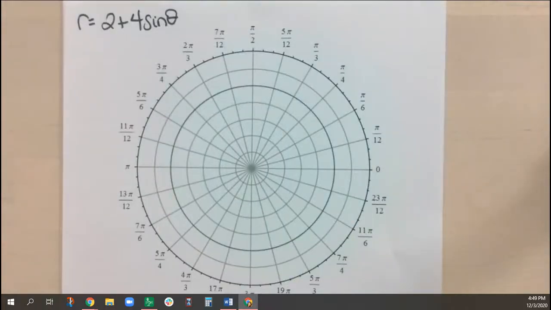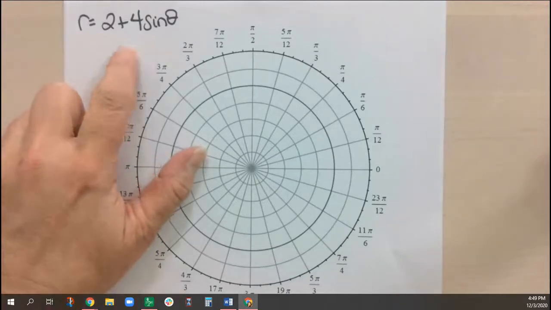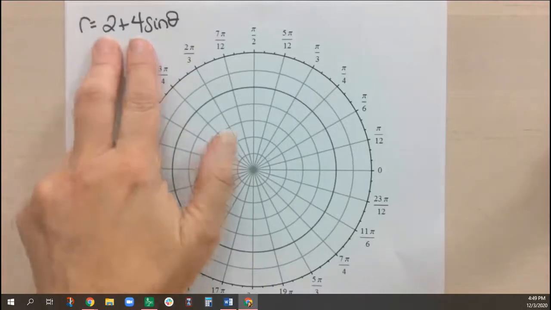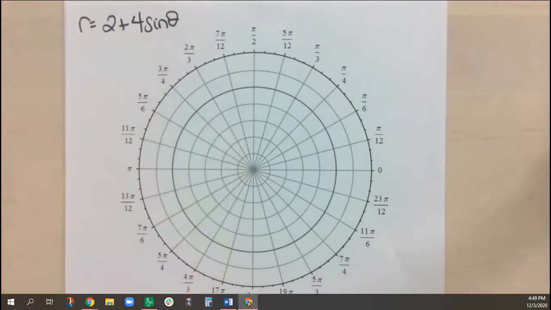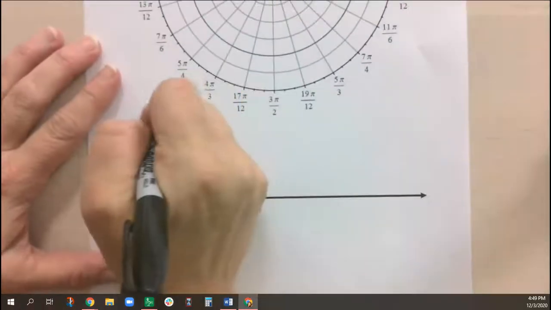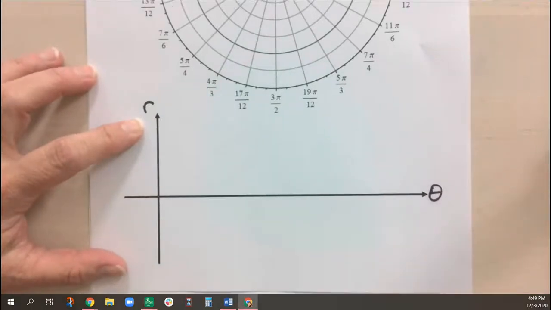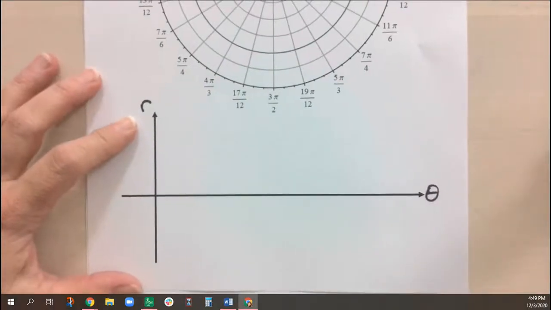Okay, for our next example, we're going to graph r equals 2 plus 4 sine theta. So in that first example that I did, remember that the constant and the coefficient were both 3. They were the same. In this example, our constant and coefficient are different. We're going to see how that affects our graph. We're going to take the same approach by graphing it down here using the vertical axis as an r-axis, the horizontal axis as a theta axis.